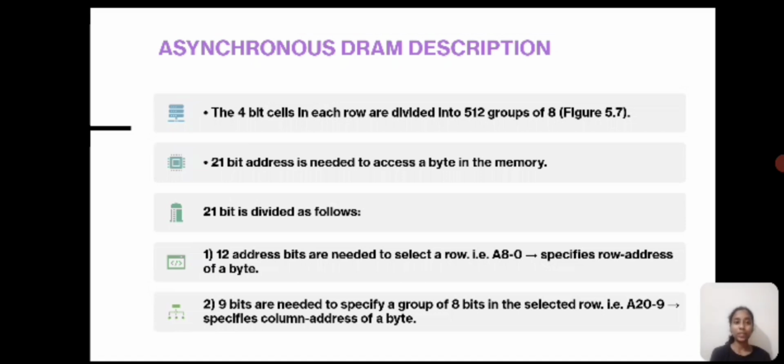12 address bits are needed to select a row, that is A8 to 0, that specifies the row address of a byte. 9 bits are needed to specify a group of 8 bits in the selected row, that is A20 to 9, that specifies the column address of a byte.